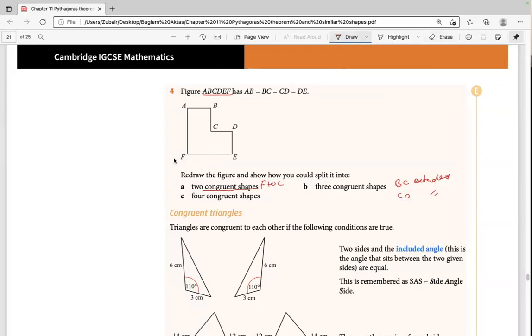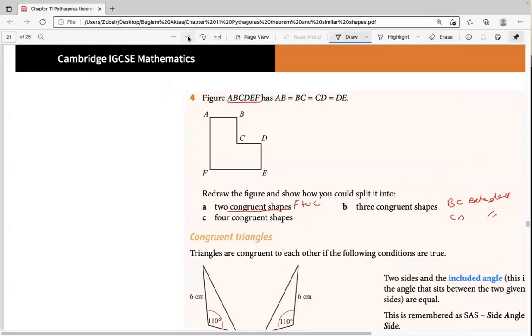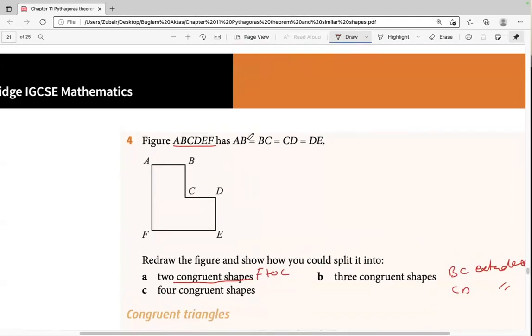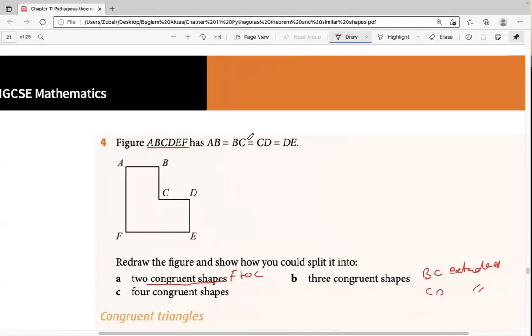I think you just copy this shape or take a screenshot. Let me zoom in and do practice for this C part. Only for the four congruent, right? We already know the other, you've already done those, correct? Okay.